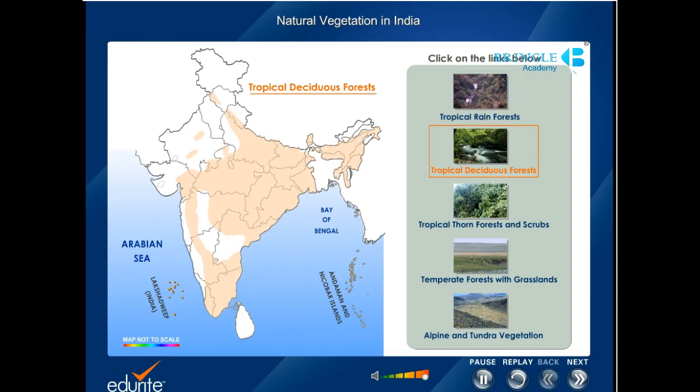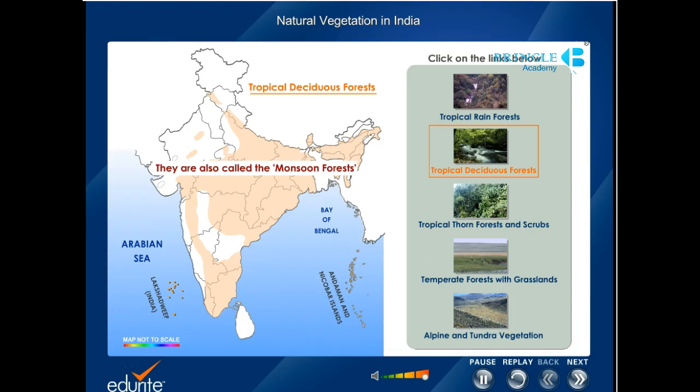Tropical deciduous forests. These are the most widespread forests of India. They are also called the monsoon forests. Trees of this forest type shed their leaves for about 6 to 8 weeks in summer. Since every species has its own time of shedding leaves, the forest does not appear barren at any time of the year. On the basis of the availability of water, these forests are further divided into moist and dry deciduous.